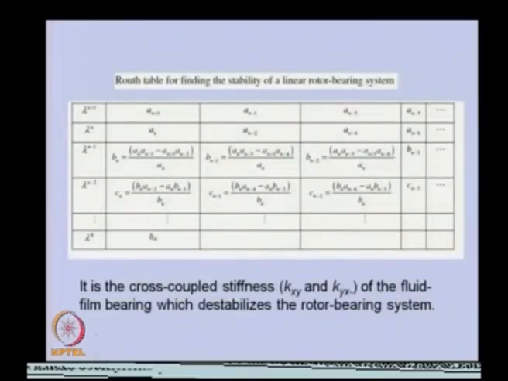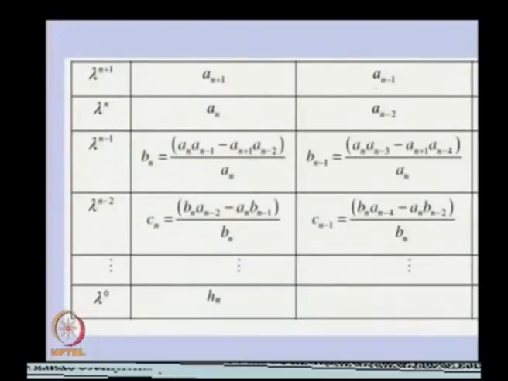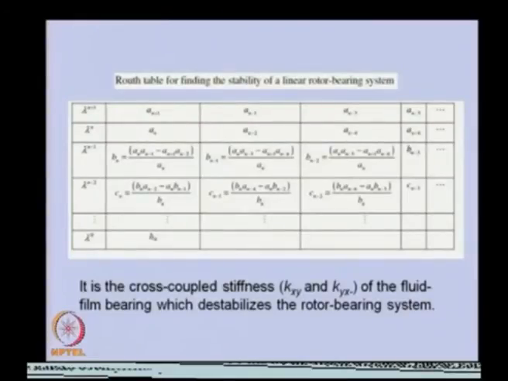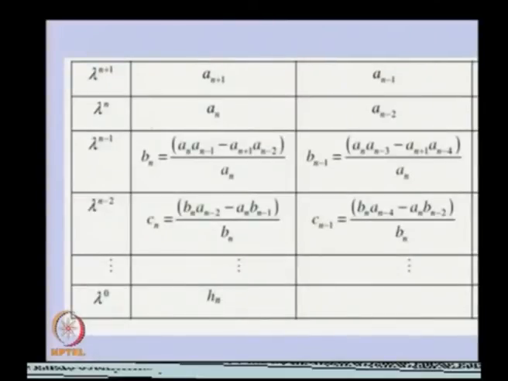The same criteria in a tabular form is given like this for the linear system only. In this particular case, because this is very small, I am enlarging only 2 columns of the previous one. The other 2 columns I will be showing subsequently. So, the first 3 columns I have shown here. These are lambda n plus 1, lambda n, like this up to lambda naught. This is a n plus 1, this is the coefficient of the polynomial, a n, a n minus 1, a n minus 2.